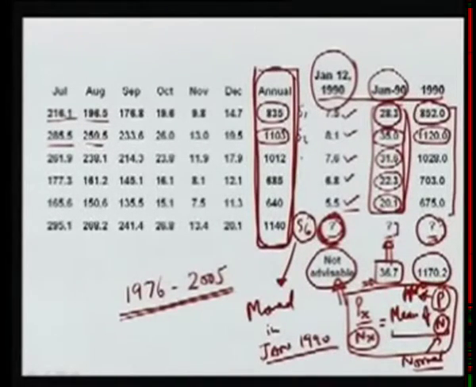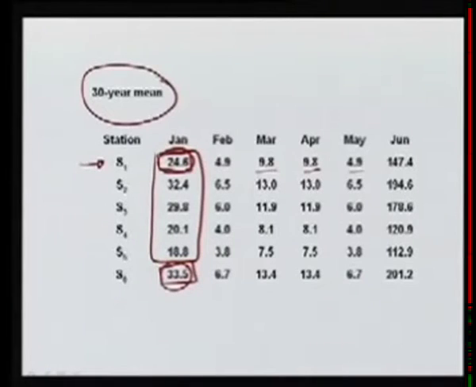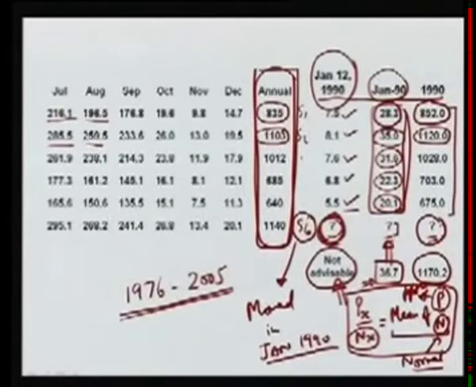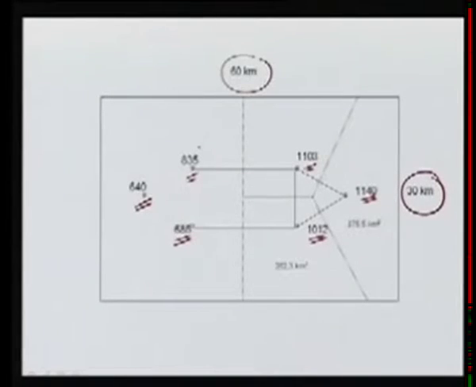So this is our mean annual precipitation based on this 30-year record. So what we are saying is that the 30-year mean value of precipitation at all these stations is given by S1 835, S2 1103. So these are the mean value of precipitation at this station S1, S2, S3, S4, S5 and S6 for 30-year period. Now over this entire area, what is the depth of rainfall?